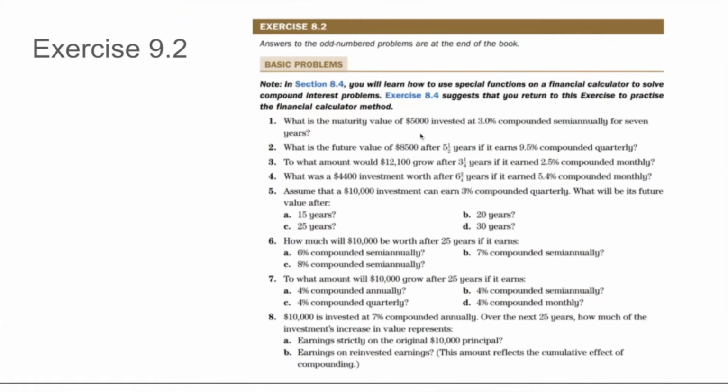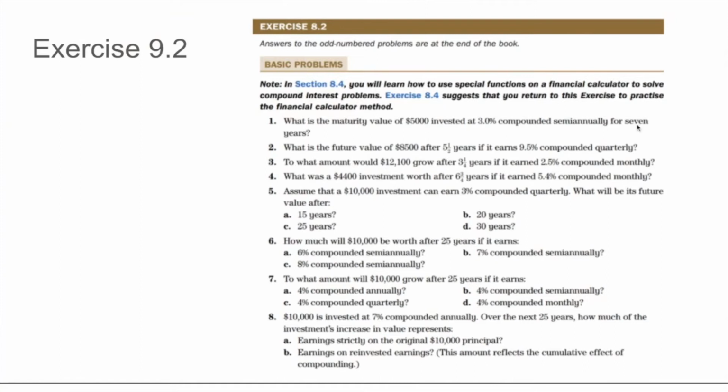So what is the maturity value of $5,000 invested at 3% compounded semi-annually for 7 years? So we've got some key information there. We know that the present value is $5,000. In other words, we start out with $5,000. We invest it at 3% compounded semi-annually. Semi-annual means twice a year. So in order to find the value of I, the periodic interest rate, we have to take this 3% and divide it by 2 because it's semi-annually. That would be 1.5% per compound.